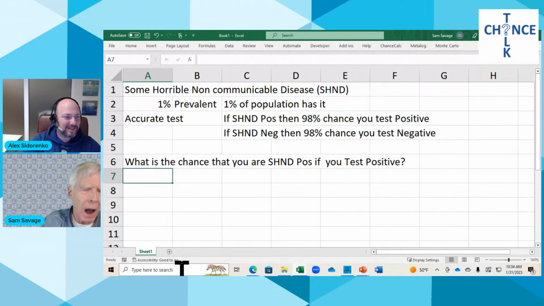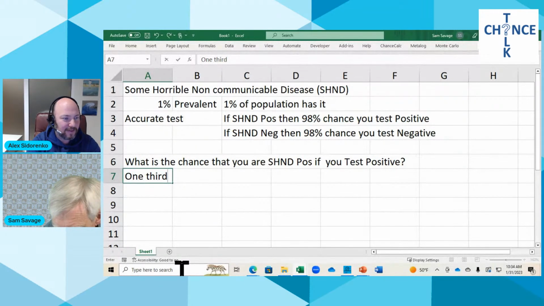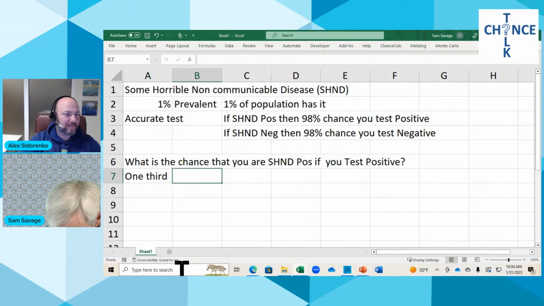By the way, I'm going to give you the answer. So remember, if you have the thing, 98% chance you test positive. If you don't have it, 98% chance you test negative. Oh, I tested positive. What's the chance I have it? And a lot of people think 98%. No. The answer is 1/3. So basically 33%. Okay. Well, now let's walk through this.